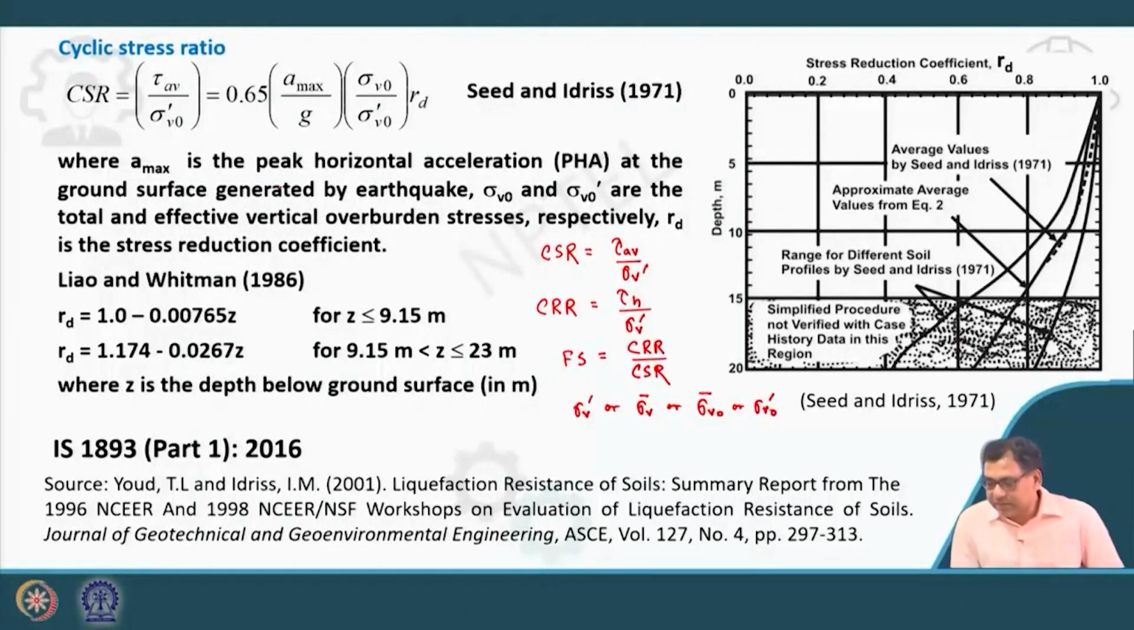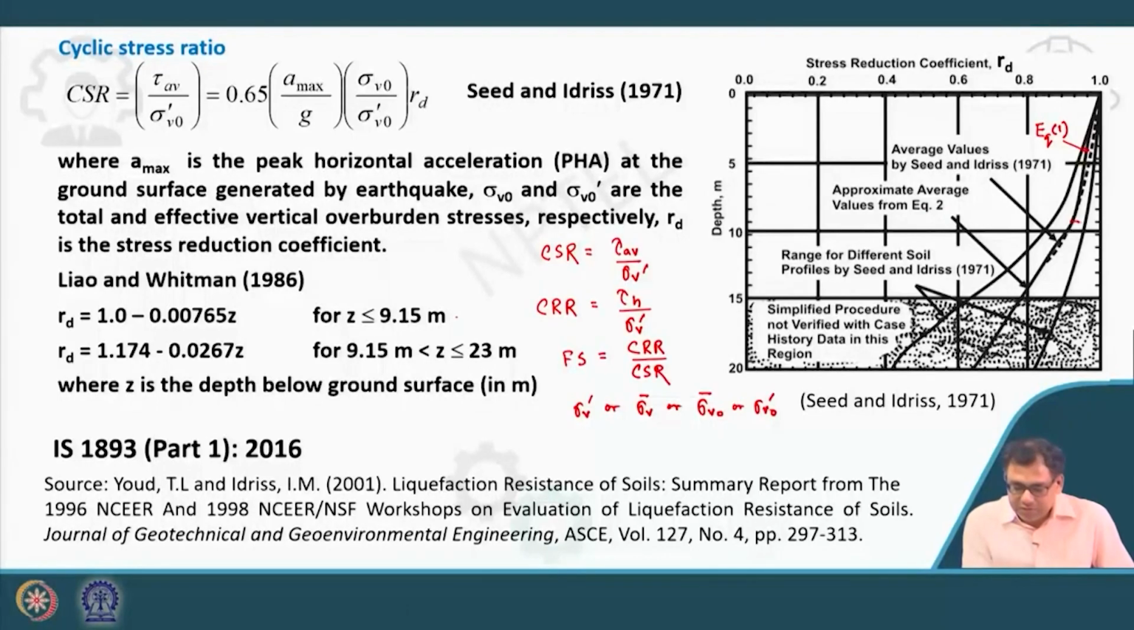Now this is the same chart that was given by Seed and Idris in 1971, but in the previous case we used the chart. Here, an expression for this average line is given. So what is the rd expression? The rd expression is this one if Z is less than or equal to 9.15 meters, and then the other expression. So you can see there are two parts. It is up to 9.15, that means up to this portion is equation 1 and this portion is equation 2. This is equation 1, this is equation 2.